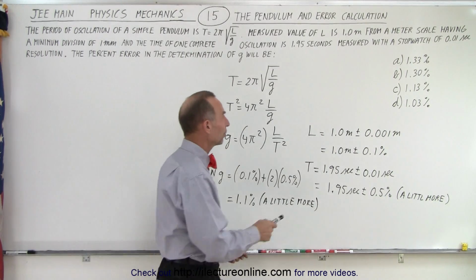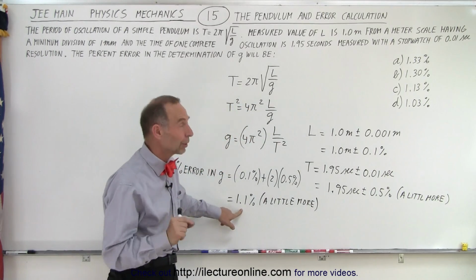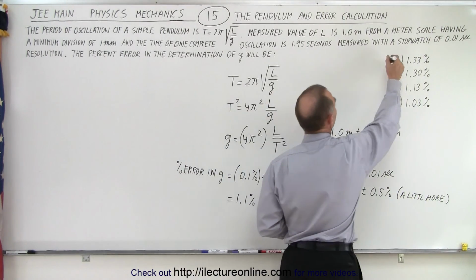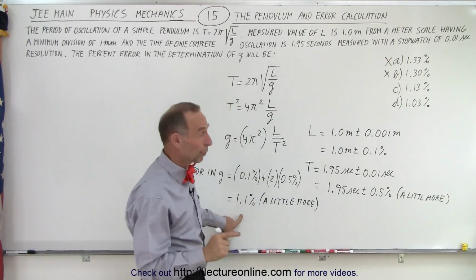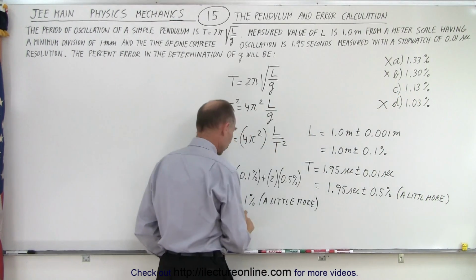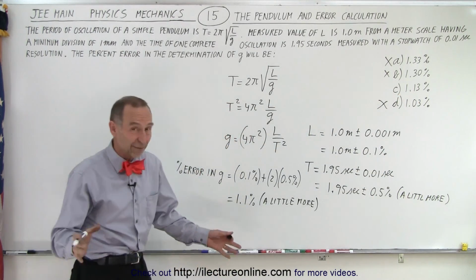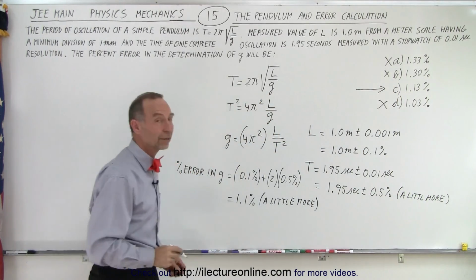Well, 1.33 and 1.30 is not going to be it, because it can only be a little bit more than 1.1, so those two are not correct. This cannot be correct because it has to be a little bit more than 1.1, so that's not correct. And notice that 1.13 is a little bit more than 1.1, so that seems to be the logical answer. C, in this case, will be the correct answer.